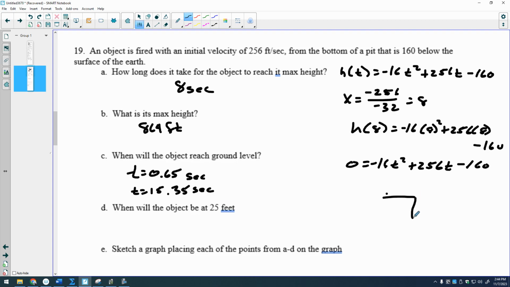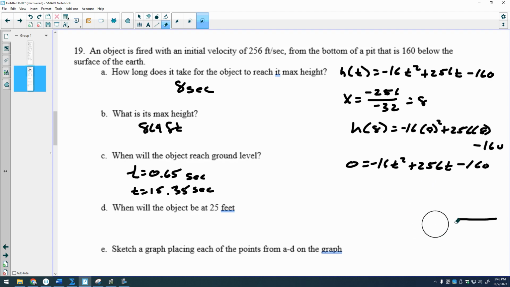Does it make sense for this object to be at ground level? Let's just say this is a negative 160, and the object is being thrown up, and it comes back down. Does it make sense for there to be 2 times when it's at ground level? Yes. Once on the way up, 0.65, and once on the way back down, 15.35. Okay, glad that made sense.